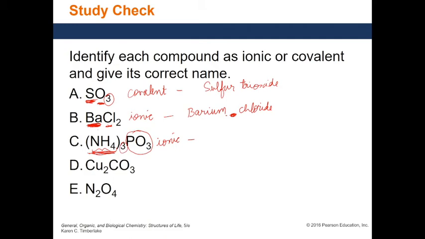How do you name ionic compounds with polyatomic ions? You basically write the name of the first cation, which is ammonium, followed by the name of the second anion, which is phosphite in this case. PO3 is phosphite, so the name would be ammonium phosphite.